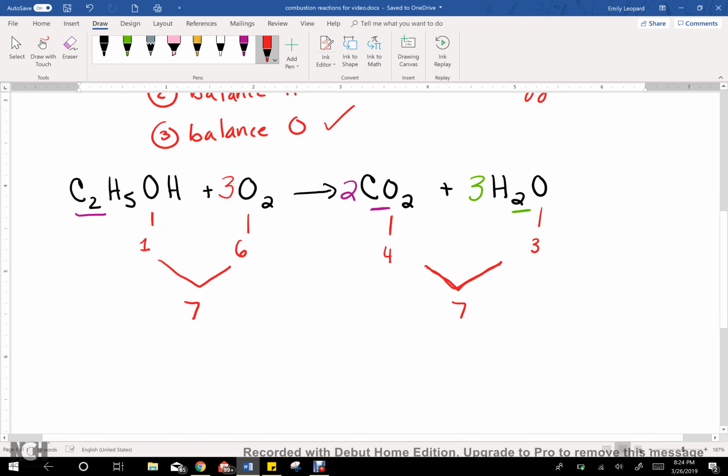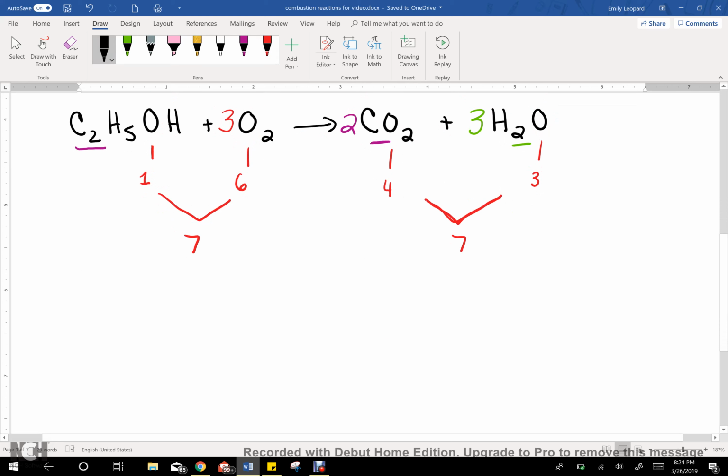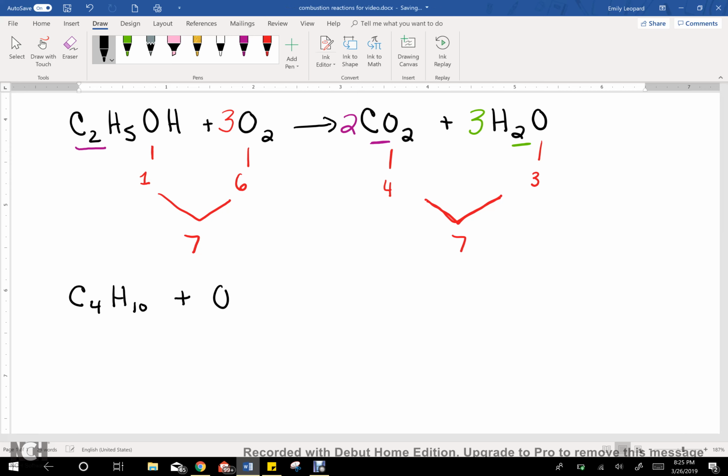All right, so moving on. Last example. Okay, so last example for you is C4H10. There's our hydrocarbon. And again, what's typical of combustion is that we combine it with oxygen and we produce carbon dioxide and water.